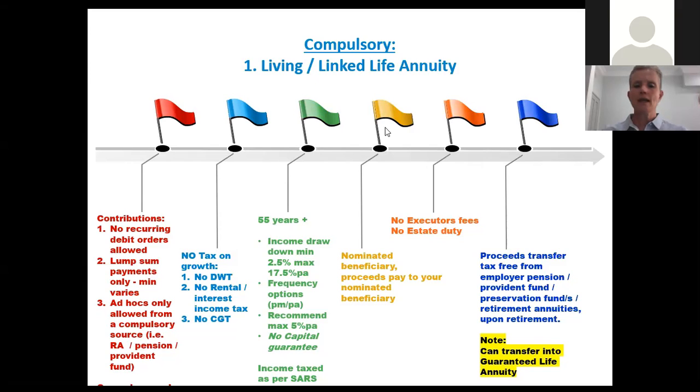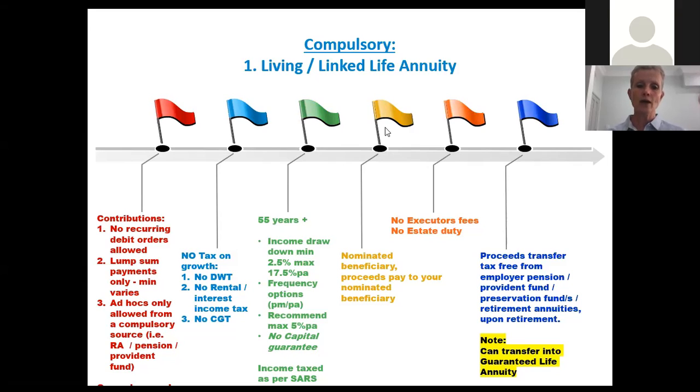This particular product can only facilitate or hold compulsory money. You can't voluntarily, having won the lotto or inherited some money, go and put it into a living or linked life annuity. Okay. There's no tax on the growth on this product. The earliest you can take one of these products is 55. So you have to reach retirement age in order to qualify to get into this particular product.